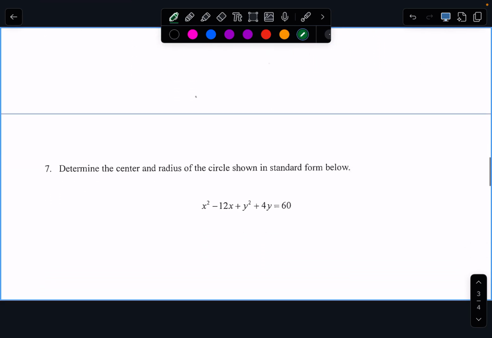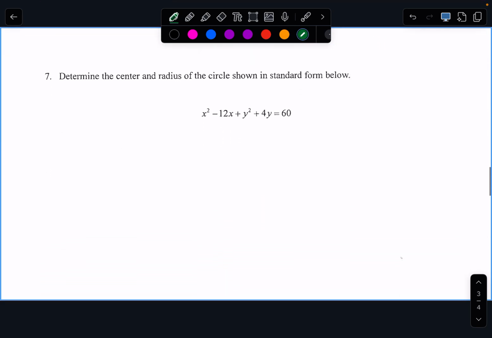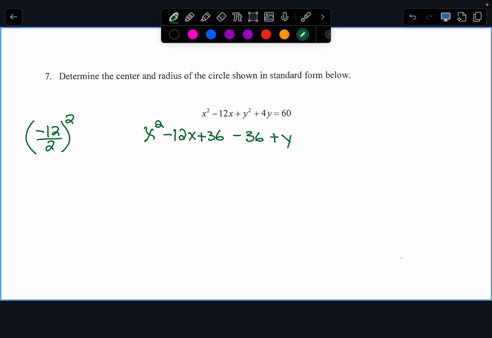All right, and then the old completing the square trick. Got to do it twice. X squared minus 12x. You take half of 12 and square it. What's that number? Plus 36. You also have to subtract 36. Right? Then you have plus y squared plus 4y.